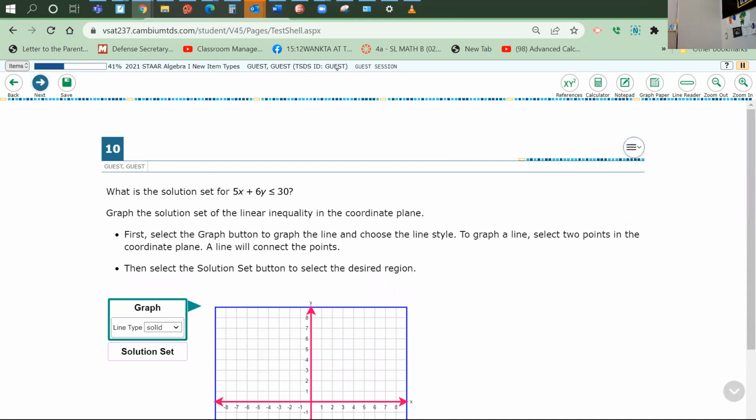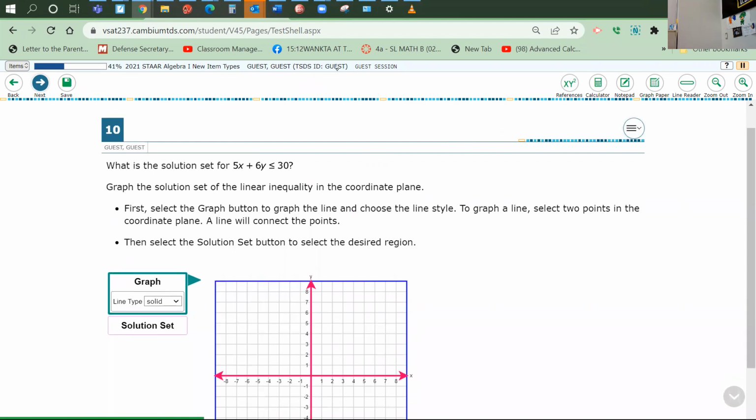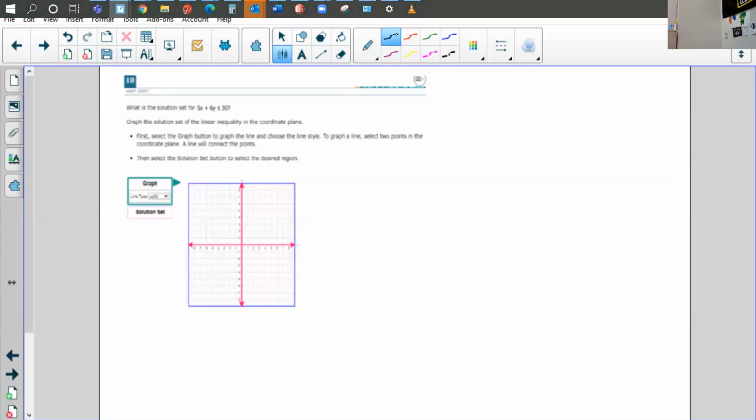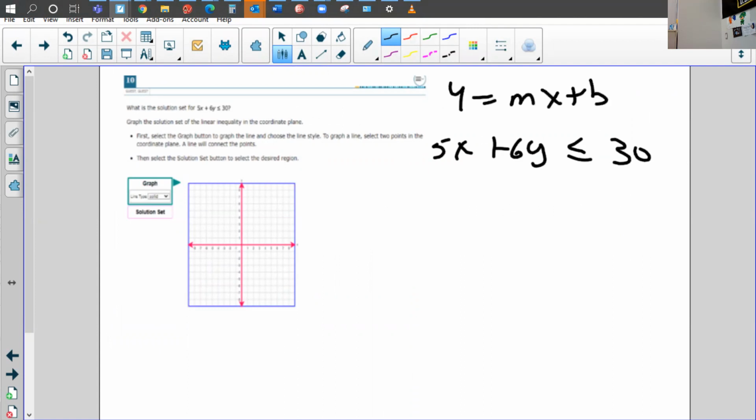Let's move on now. Here, it asks you to graph the solution set. Again, for an inequality, you want to make sure you transform the equation to y equals mx plus b. You got to make sure you do that, else you run into trouble. So let's go back to my slides. All right, okay. So we have 5x plus 6y is less than or equal to 30. Again, when it's an inequality, you want to transform it to slope-intercept form. That's what you want to do first.